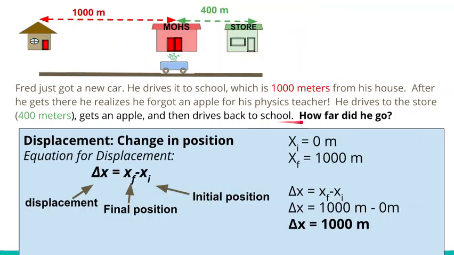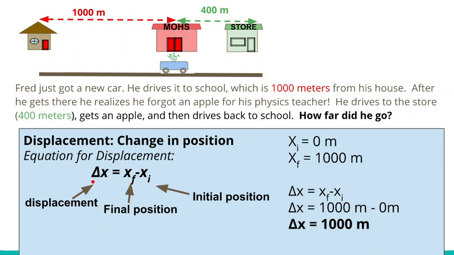The second way we could answer the question, how far does he go, is just by looking at how far he goes from his starting position to his ending position. How much did his position change from the beginning to the end? This is the displacement, or the change in position. Now, to do this, we're going to use some variables and an equation for displacement.